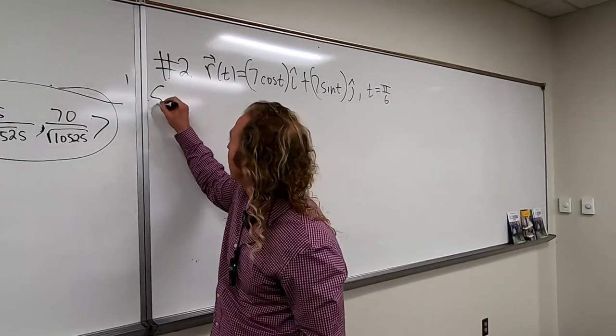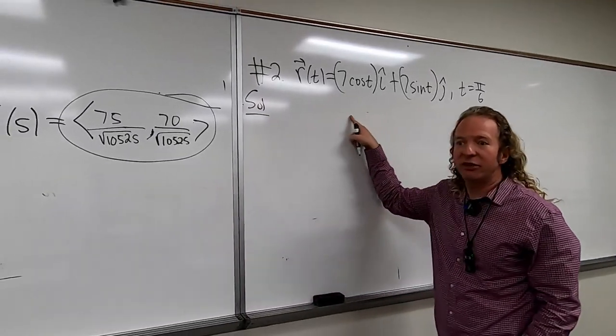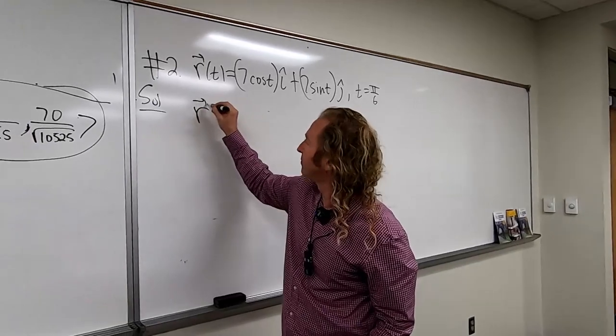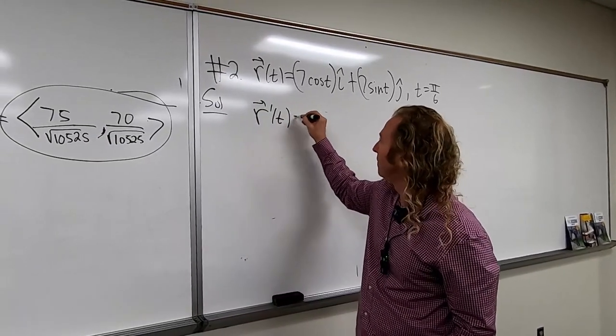Okay, solution. So I guess we'll have to start by taking the derivative of this thing. So let's do it. So r prime of t.